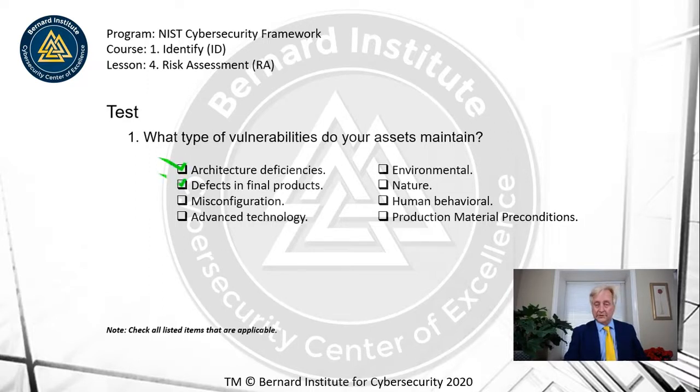Architectural deficiencies, defects in final products, misconfiguration, advanced technology. So I checked all the first 4 boxes, so this one's an easy one, right? Environmental, nature, human behavioral, and product materials. So this doesn't always happen, but in this case, for this question, we have 8 different types of vulnerabilities, and here they are.